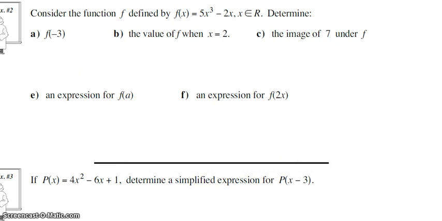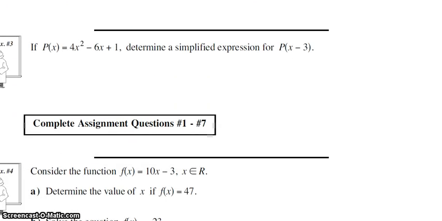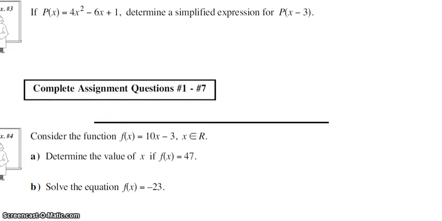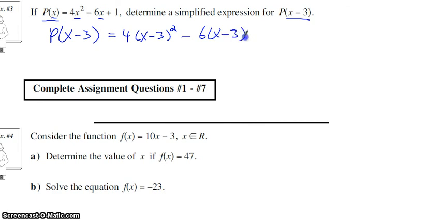Next example. Now we have a function called p of x. Instead of f, you can use any letter you want. So it's p of x. Simplify the expression for p of x minus 3. What does it mean? Well, you just do what it says. You replace x with x minus 3. You replace every occurrence of x with x minus 3. So I'll write x minus 3 squared minus 6 times x minus 3 minus 1. Now let's simplify it.